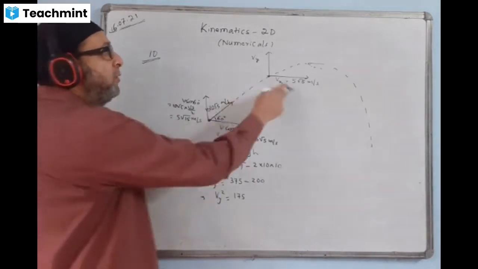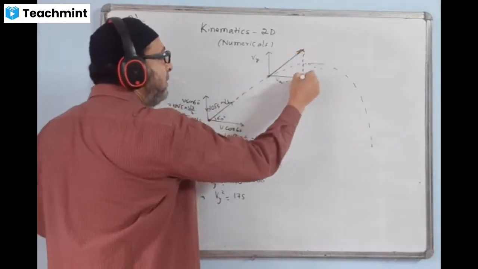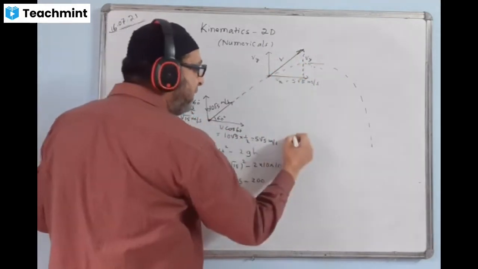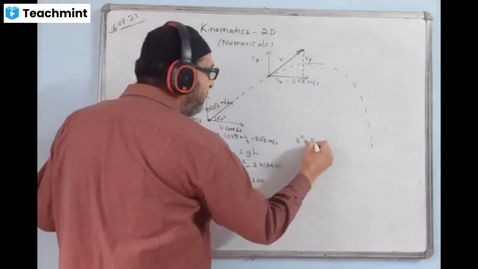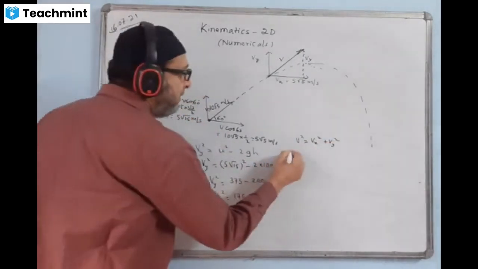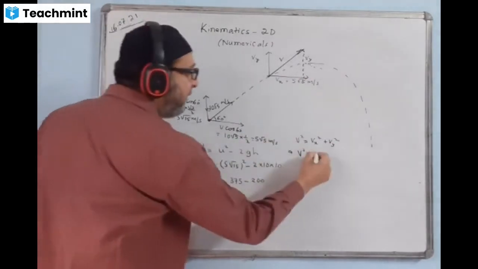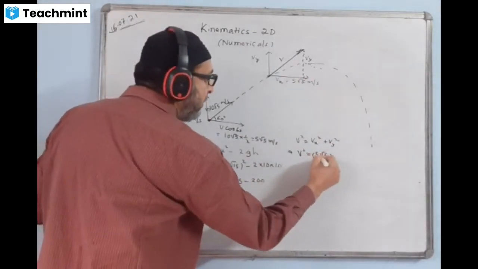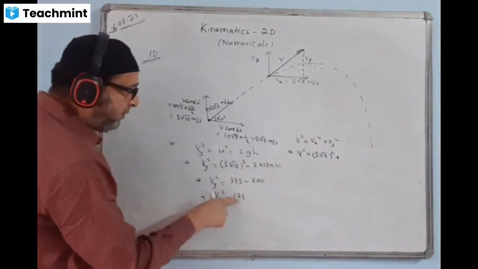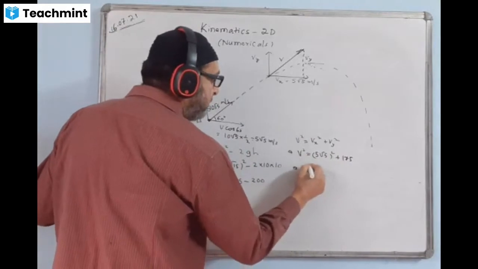Now you have to find total velocity. Total velocity will come by what? Pythagoras way. This is Vx, this is Vy. The total velocity is V. V square is equal to Vx square plus Vy square. Now I'll find the answer. V square. Vx value is 5 root 5, 5 root 5 square plus Vy square value is 175. You can directly write here 175. And now we'll find the answer.